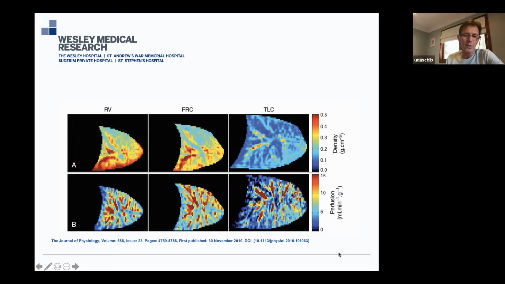Whereas in the lower 3 images, you can see that the perfusion doesn't necessarily follow a similar pattern. So the perfusion is less gravity dependent. You can see that from residual volume to total lung capacity, the distribution of perfusion doesn't change that much. So these technologies are fantastic. They can really give a lot of information, and you can repeat, for instance, these images in all different regions of the lung and identify the ventilation-perfusion relationships.